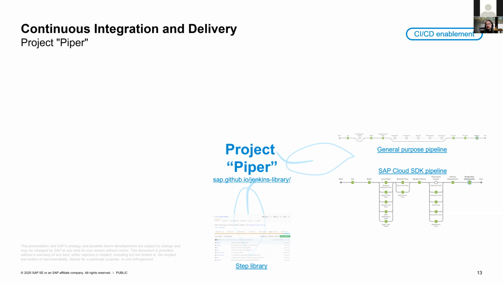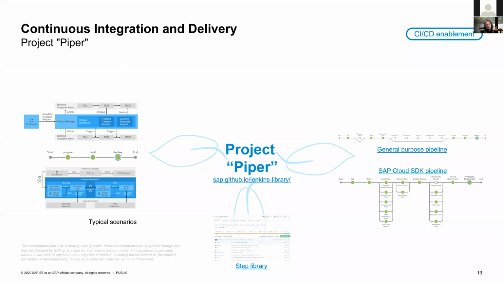For example, you could start with the general purpose pipeline and then use the steps that bring in SAP flavor into the pipeline. Complemented by typical scenarios, meaning end-to-end use case descriptions, like building an SAP Fiori app or an SAP UI5 application running on SAP Cloud Platform, where you see the complete process with a lot of examples and gain complete insights. And finally, we have containerized tools, meaning Docker images you can download and easily add to existing pipelines.